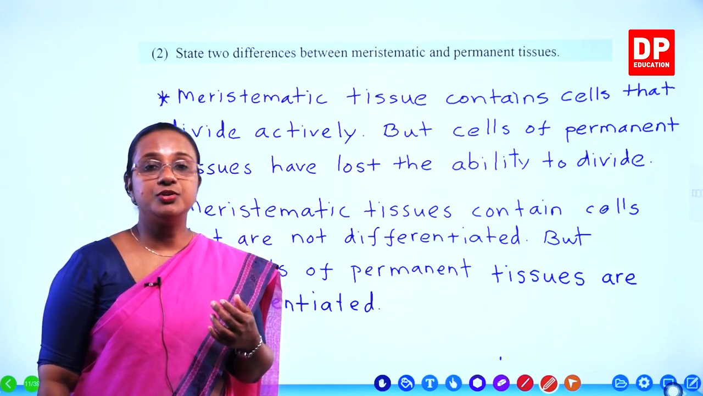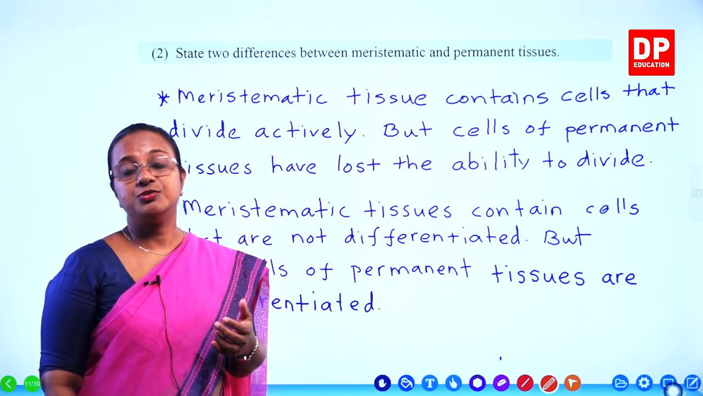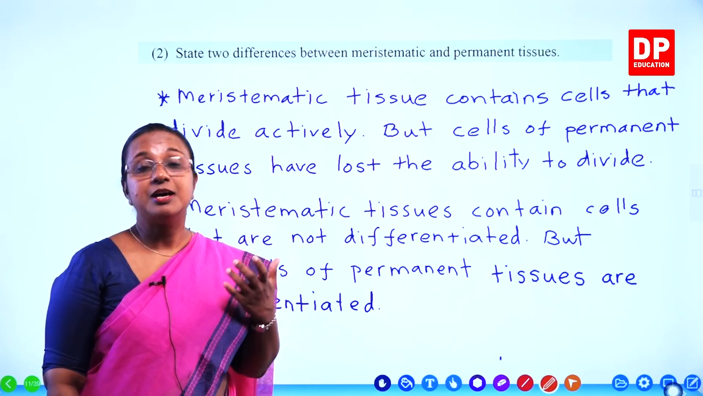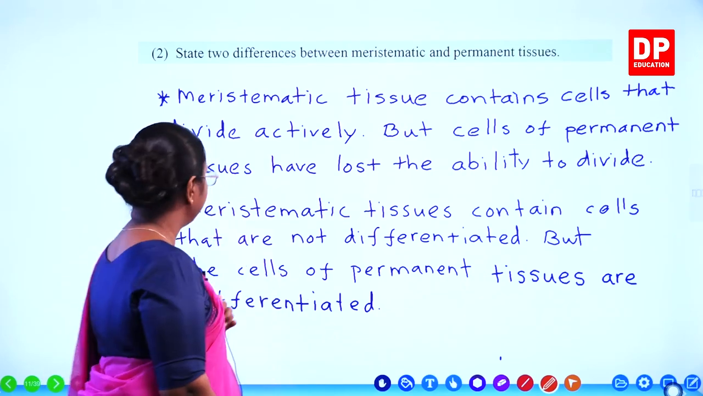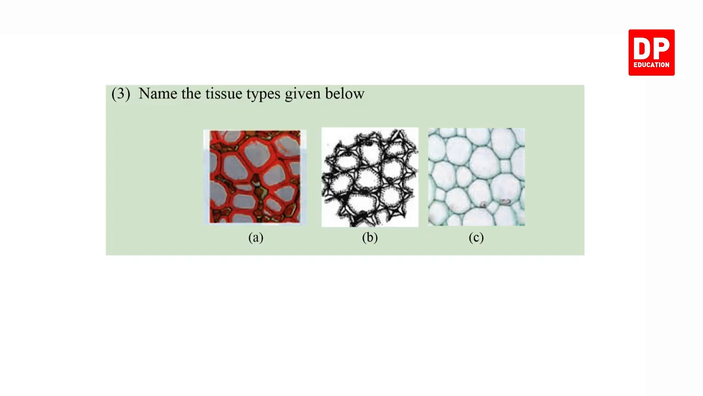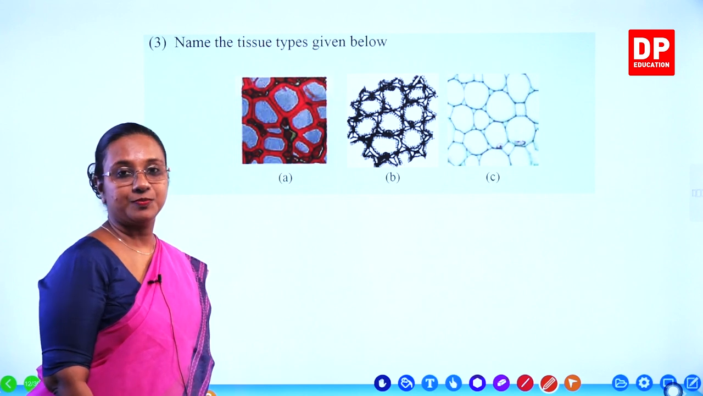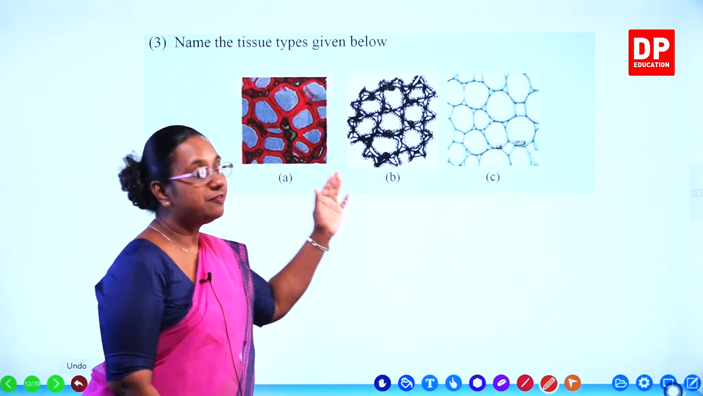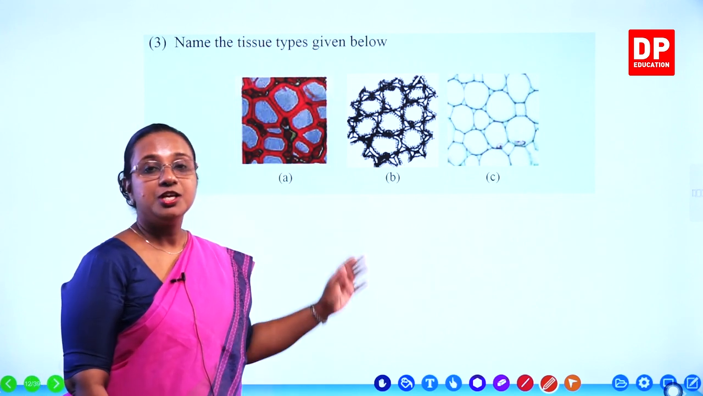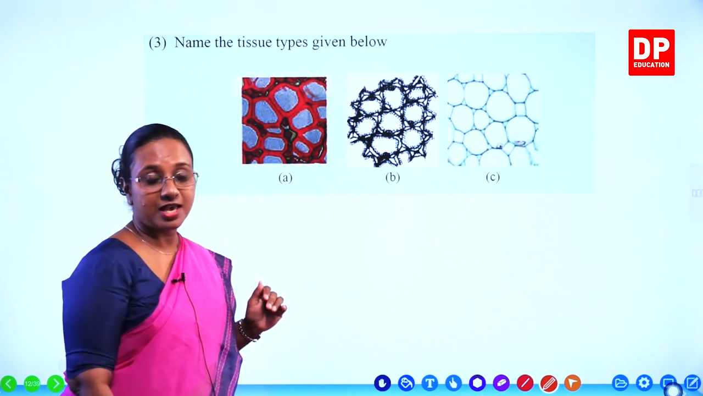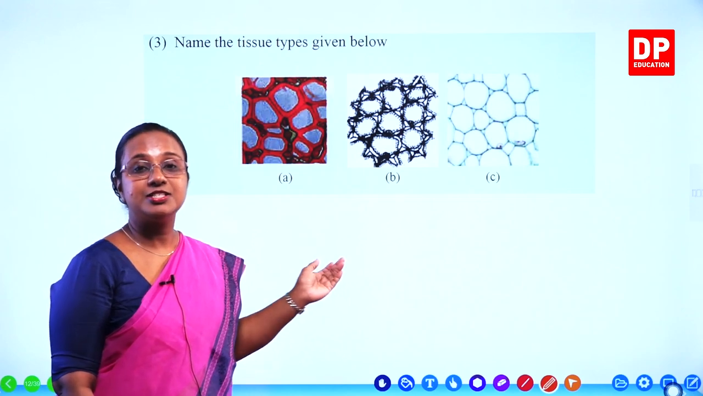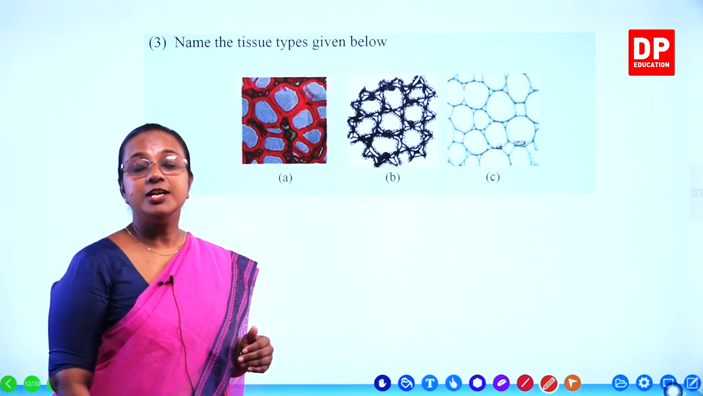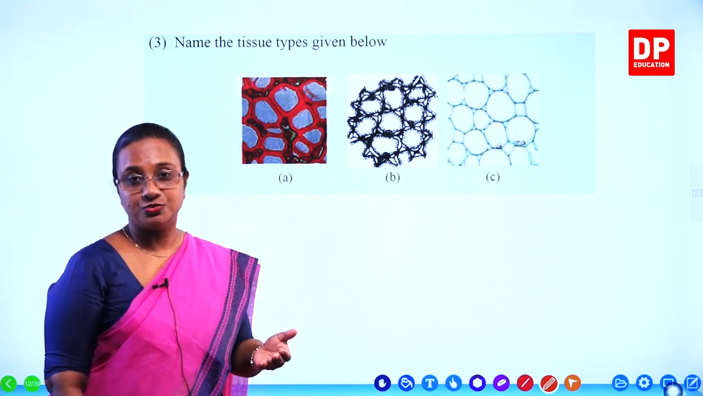And also you all know sclerenchyma tissues have dead cells because of the lignin deposit. We will move on to the next question. Name the tissue types given below. So students, if you are given diagrams, you should look at the diagrams carefully and try to identify the features specific to different types of tissues.